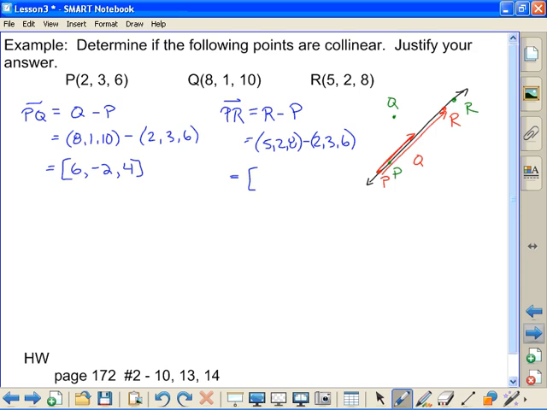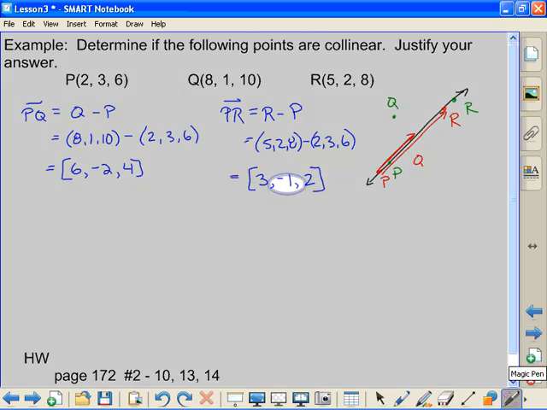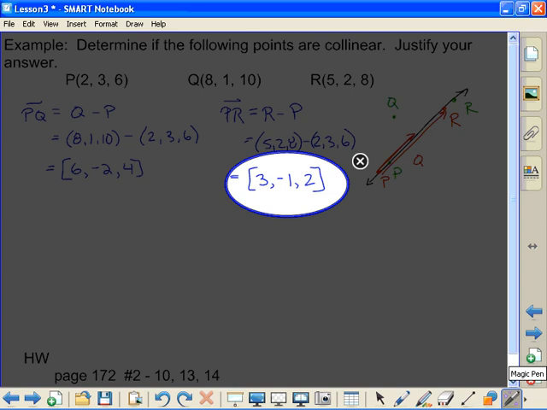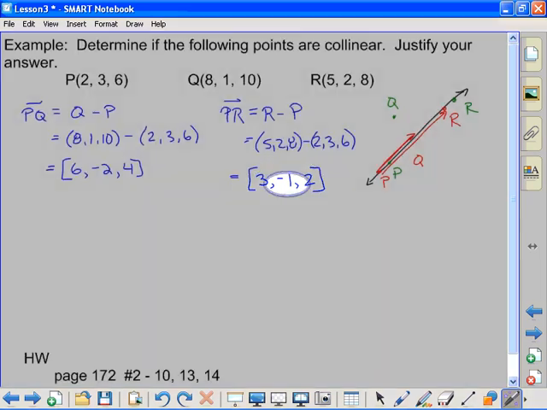So 5, 2, 8 is my R, minus P, 2, 3, 6. And I get 5 minus 2 is 3. 2 take away 3 is -1. And 8 take away 6 is 2. So how can I determine if two three-dimensional vectors are collinear? They have to have the same direction. The easiest way to do it is you find a common scalar and pull it out. So it's like common factoring. So when I look at vector PR, I see that there's a 3, a -1, and a 2. So if there's a 1 already in the vector, I can't reduce or factor it or divide out by anything. So that's already in lowest terms if you want to think of it that way.